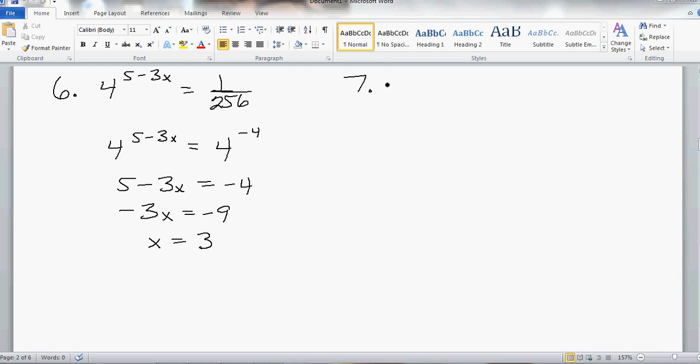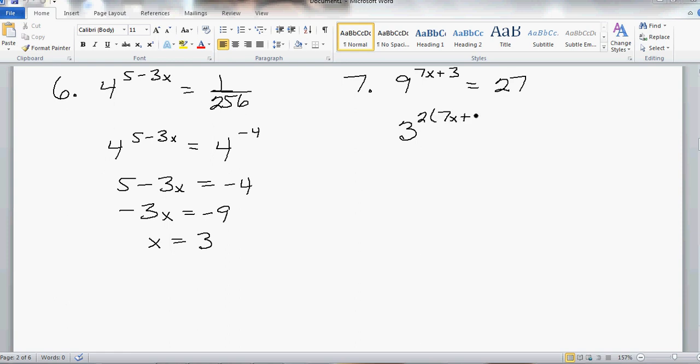Example number 7 is 9 raised to the 7x plus 3 equals 27. Now the problem is, 27 is not a power of 9. However, I should also look at this and say, hey, 9 is a power of 3, so is 27. So that means I should be able to change everything into terms of base 3. And so I know 9 is 3 squared.